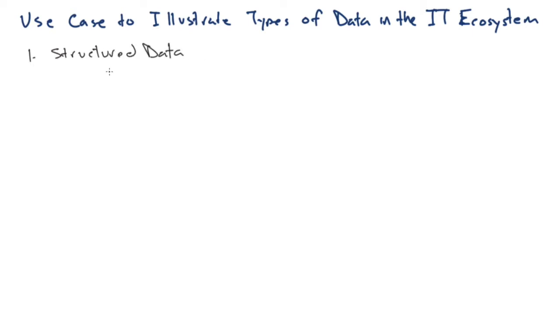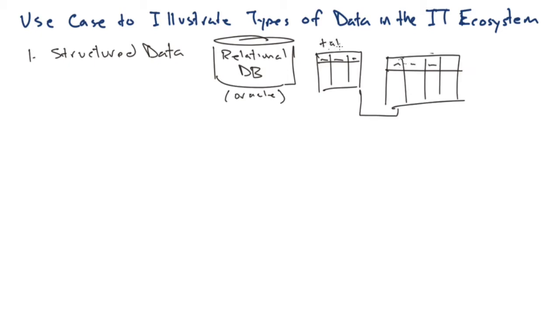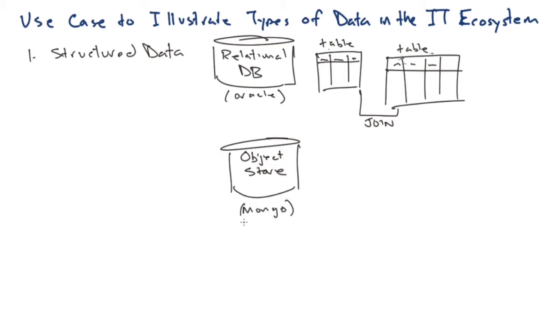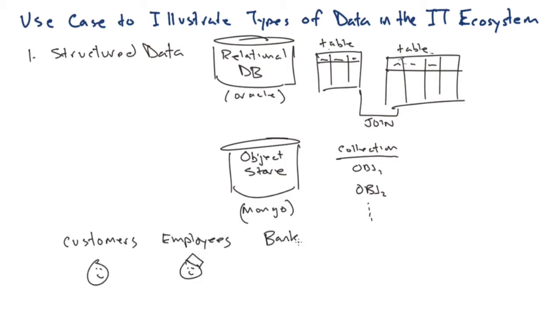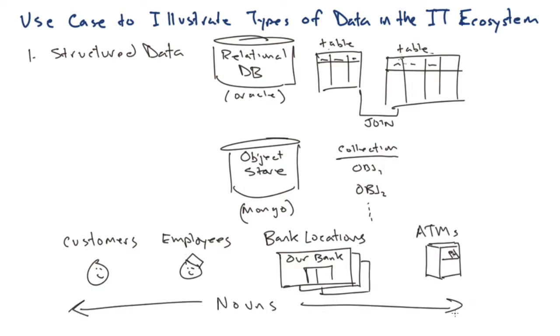Number one, you have structured data. This includes a subset of the data in your relational databases or well-defined object stores that need to be synchronized between multiple systems. It's often easiest to think of these as the nouns in your data sets. For example, customers, employees, bank locations, ATM machines, things that are generally very critical for the business in and of themselves.